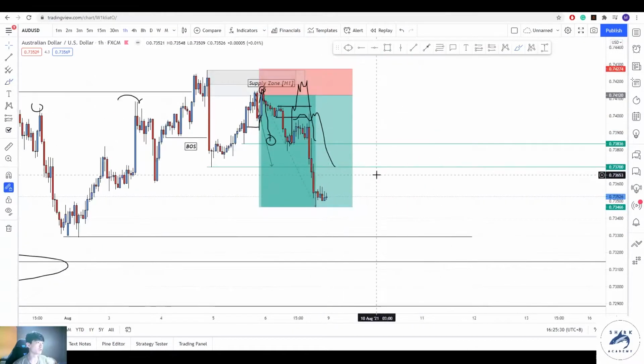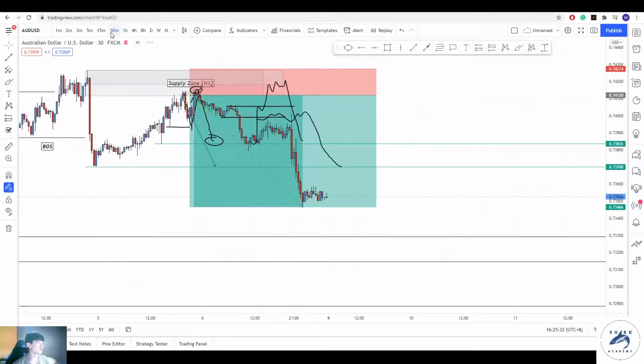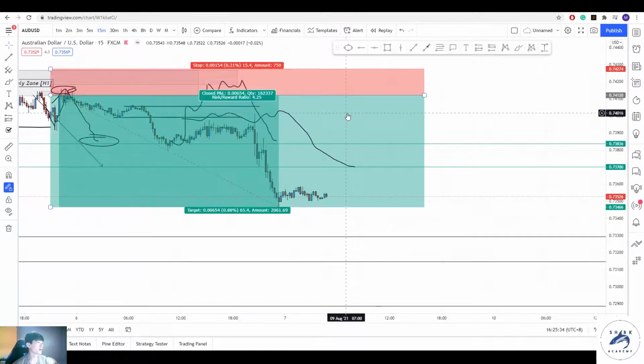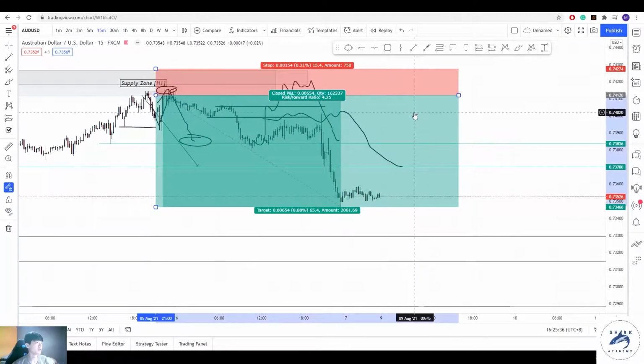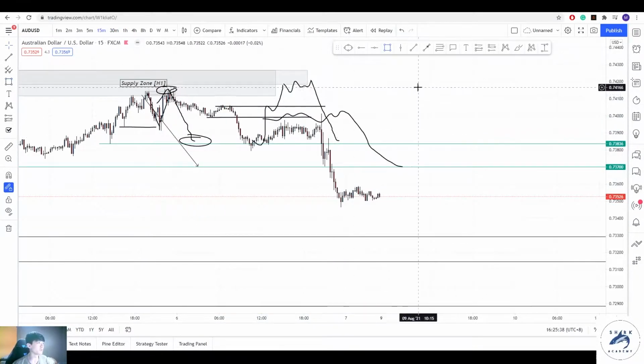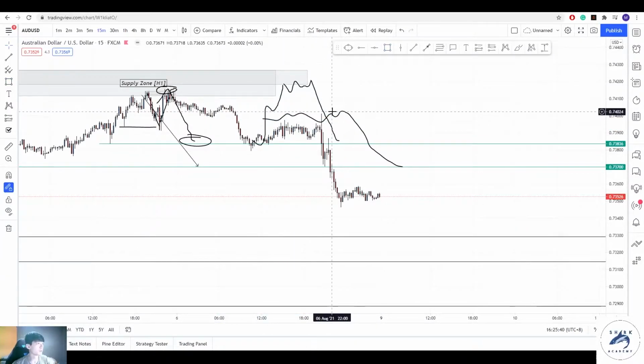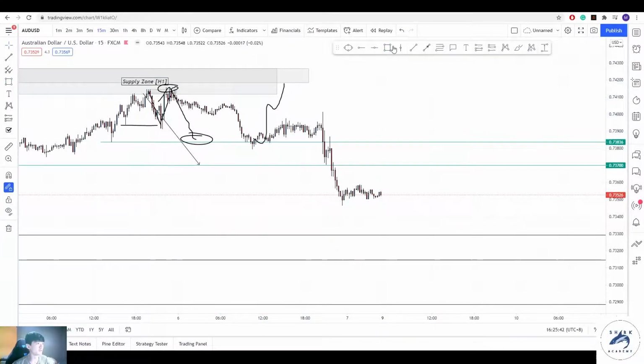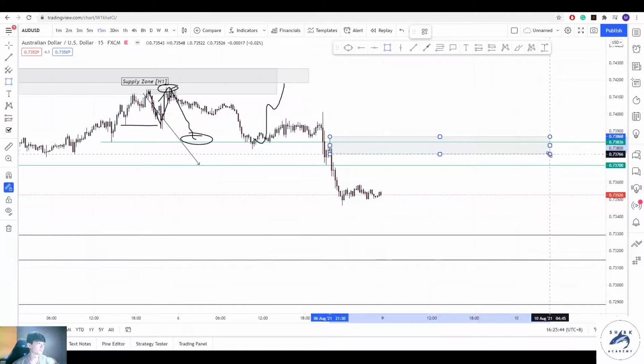So how we actually look to get involved in this trade would be to go to the lower time frame and understand where we can get involved. Over here on the 15 minutes time frame, you can see that we have this supply zone where we can take trades into, right?